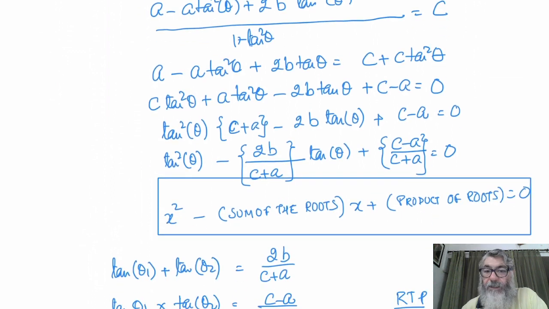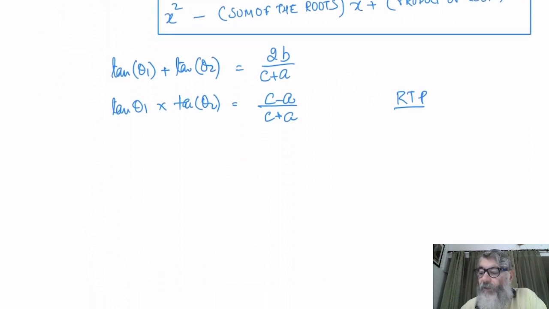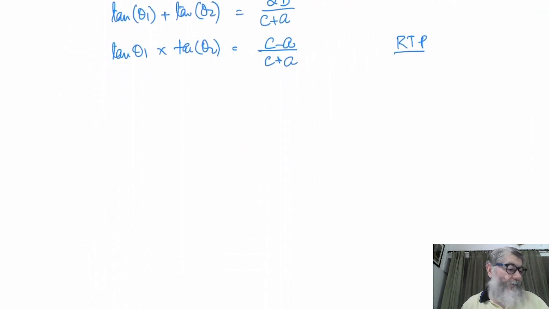The quadratic equation is generally given in the form, its standard form is x square minus sum of the roots into x plus the product of roots is equal to 0. So if you compare these two equations, sum of the roots tan theta 1 plus tan theta 2 will be equal to 2b upon c plus a, and tan theta 1 into tan theta 2 will be c minus a upon c plus a. So you get what you were required to get. Now let us see the next question. What is the next question?